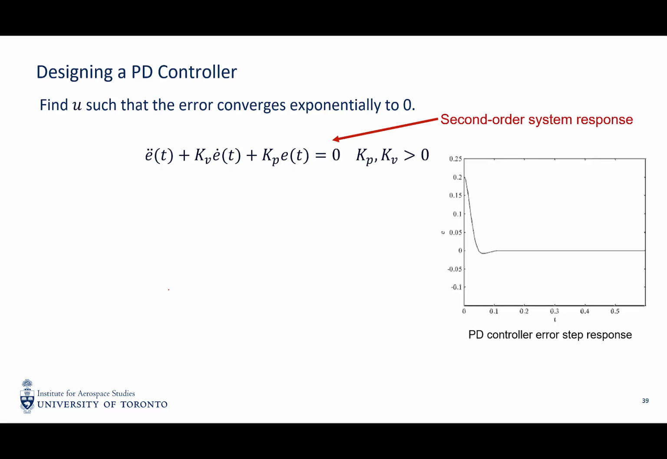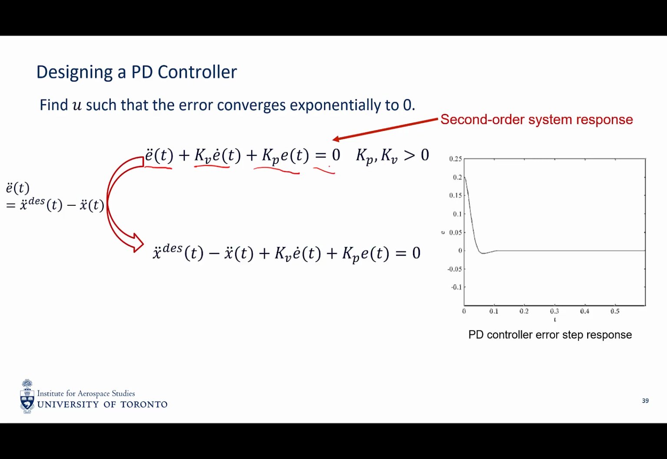So in this case, we want to design the dynamics of E such that it resembles a second order stable system. If we can design the controller such that E double dot plus kv times E dot plus kp times E is equal to 0, it means that E will converge to 0, because it's a stable system and the input is 0, so it will eventually converge to 0.